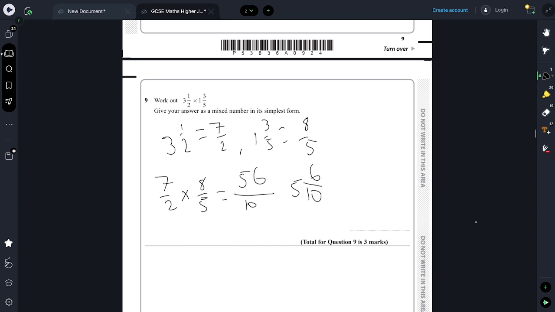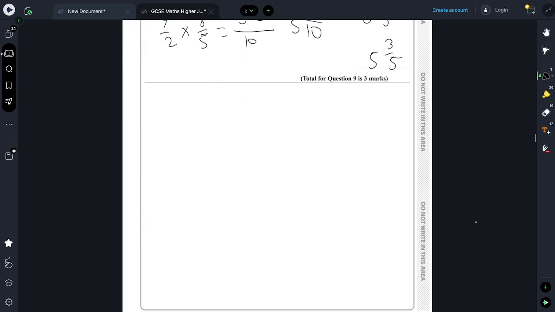But it says to simplify to simplest form. This can be simplified, right? 6 over 10 goes to 3/5. So that is simplified as fully as possible. So that's your answer, right? 5/3 as a mixed number in its simplest form. Cool.